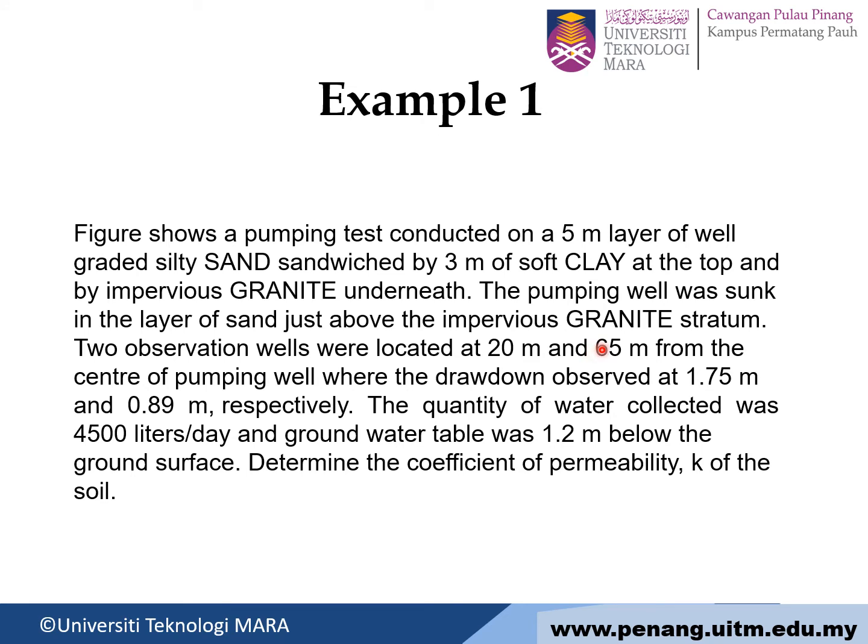This is R1 and R2, where the drawdown observed was 1.75 meters and 0.89 meters respectively. The quantity of water collected was 4,500 liters per day, and the groundwater table was 1.52 meters below the ground surface. Determine the coefficient of permeability K of the soil. Alright, how to calculate? Look at the next slide.